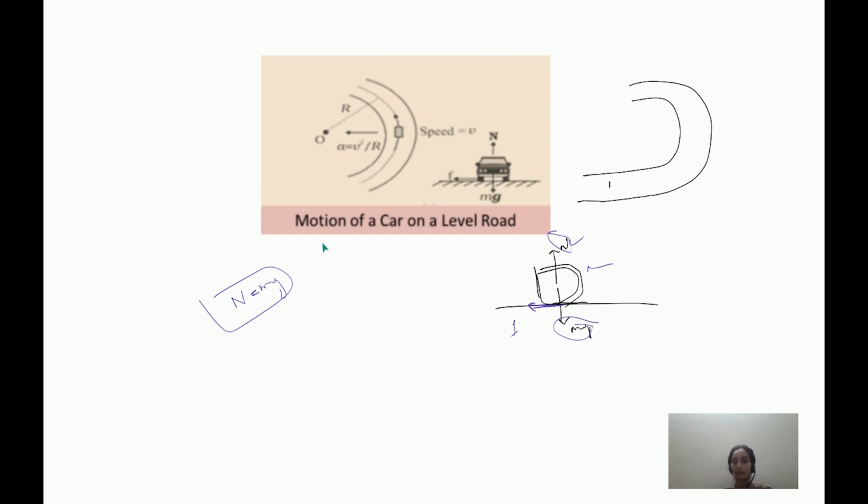Understood till here? Now it's just a few maths, and we'll end up with the expression for safe speed for a vehicle to move on a leveled road. So I think this explanation is clear to you. Now I'll share my writing screen, and we'll get the expression for safe speed on the level road.